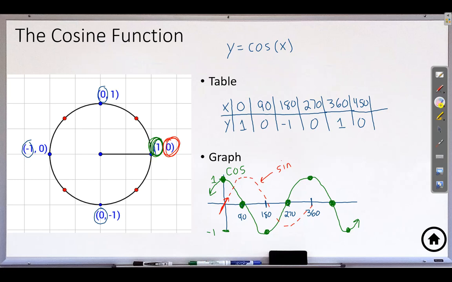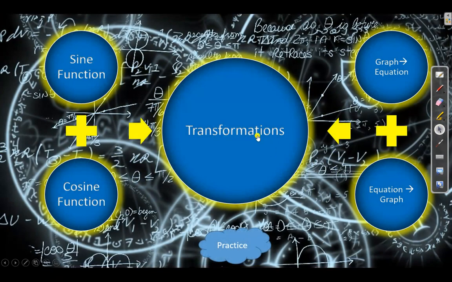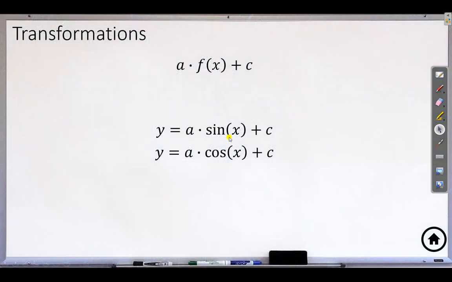All right, now that we have these two equations, these two graphs, these two functions, we do what we always do with our functions. We transform them. We're going to move them up, down, left, and right. We're going to stretch them. We're going to shrink them vertically and horizontally, all of our transformations. Now, thankfully, we're not going to do all of them right now. This does get fairly complicated, but we can start this process. So we're going to focus on the a value in front and the c value in the back.